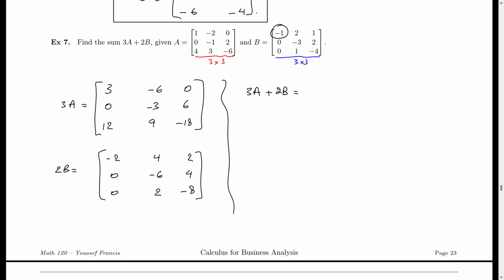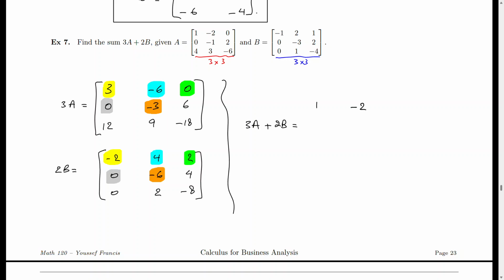So obviously, because these matrices are originally 3 by 3, the final answer that I'll get is also going to be a 3 by 3 matrix. And so what I have to do is add this entry 3 with the entry negative 2, then negative 6 with 4, then 0 with 2, then 0 again with 0, then negative 3 with negative 6, and continue the same process over and over again. So what will I end up with? For the first row, 3 minus 2 will be 1, negative 6 plus 4 will be negative 2, and 0 plus 2 is going to be 2. In the second row, 0 plus 0 will be 0, negative 3 added to negative 6 will be negative 9.